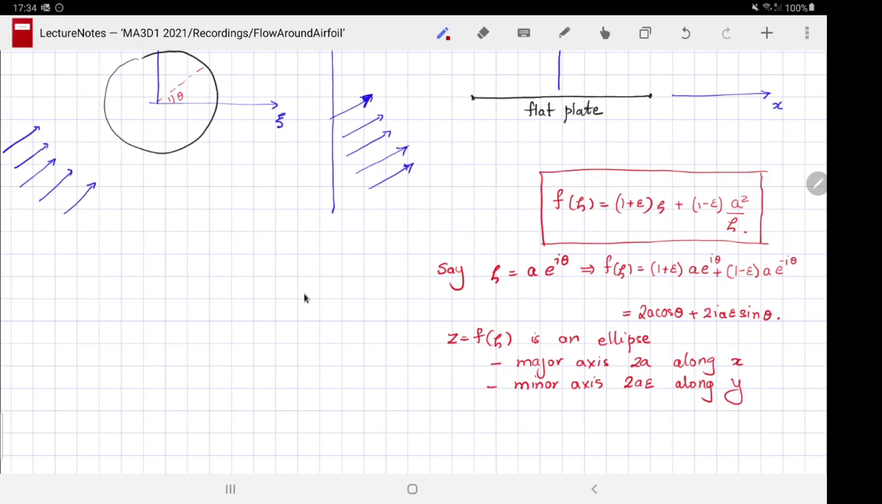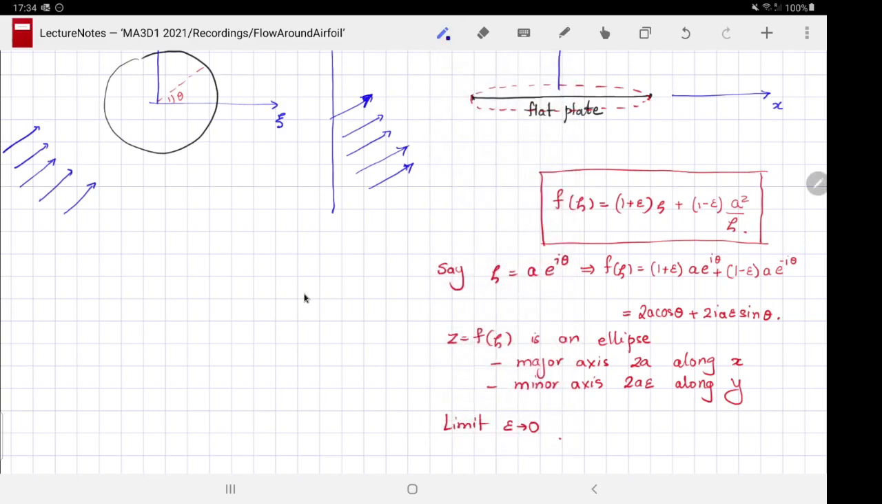So we didn't quite map the circle to a flat plate, we mapped it to an ellipse. So let me draw this ellipse now. The ellipse looks like this. Fair enough, except we can choose to take the limit as epsilon goes to zero, and then we do get the flat plate limit. So that is going to be our conformal map.